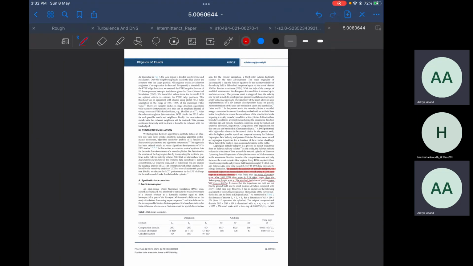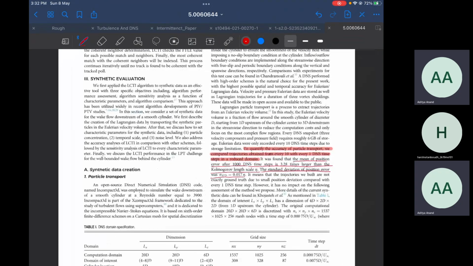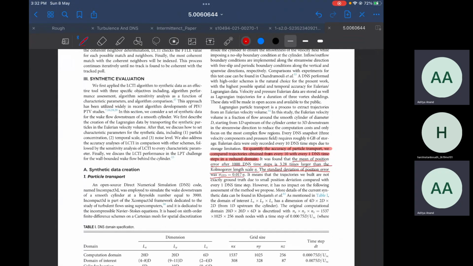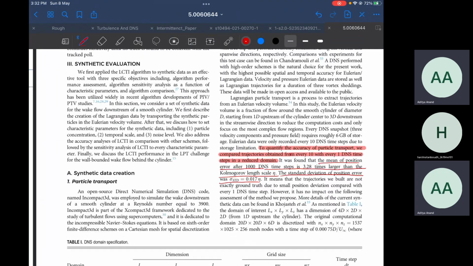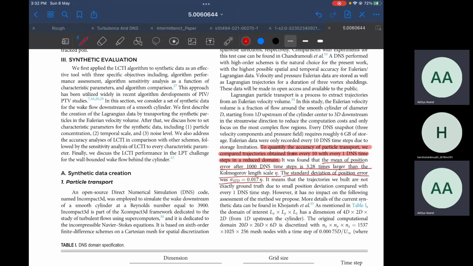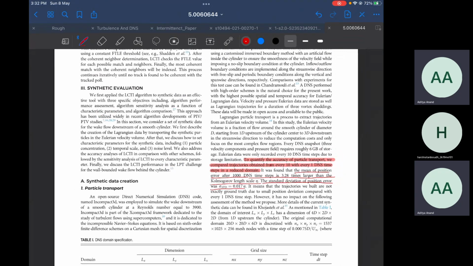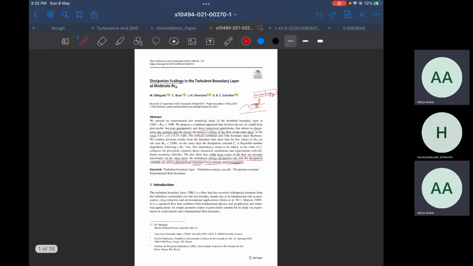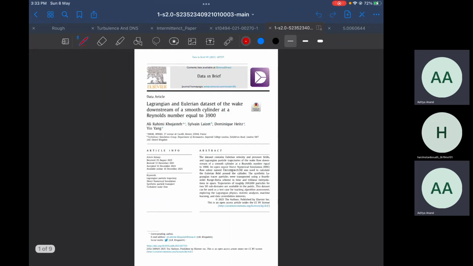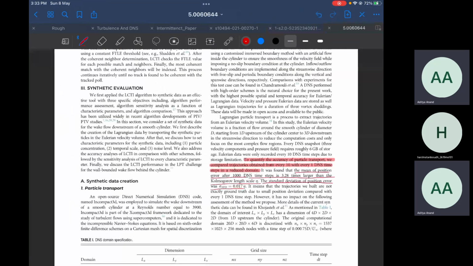Now, these methods are used for PIVs. They can also be used for synthetic data like DNS data. What they have done is use DNS data to evaluate how the method works. The data that they have used is the data set that they reported earlier in this paper.